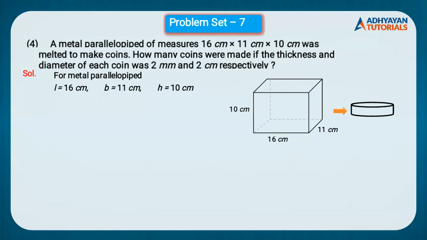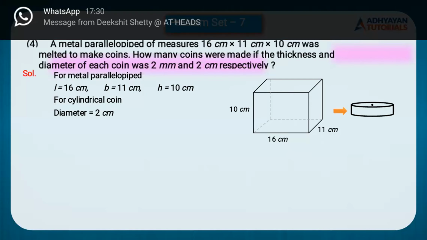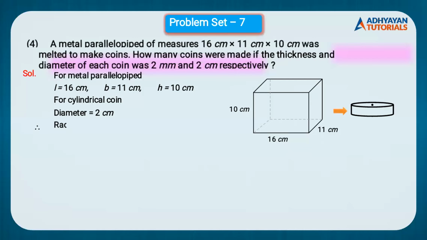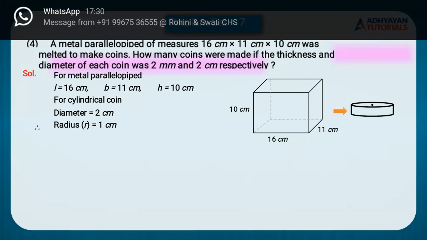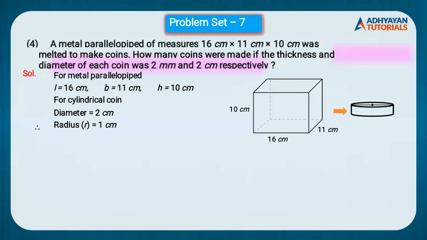Got it? Now, what are the dimensions of the coin given to us? If you see, the dimensions are clearly given. The diameter of a coin is 2 centimeter. Can you see? They have mentioned thickness and diameter as 2 millimeter and 2 centimeter respectively. So the diameter is 2 centimeter. Now students, tell me, if the diameter is 2 centimeter, what is the next immediate thing that comes to our mind? Perfect. Radius. If the diameter is 2 centimeter, then the radius is 1 centimeter. We have got it now.